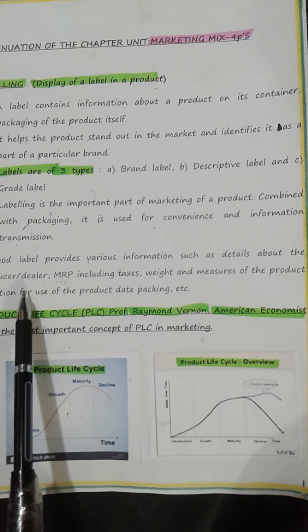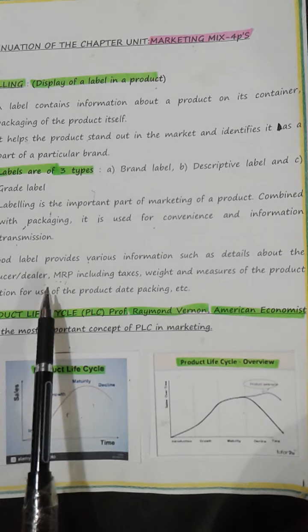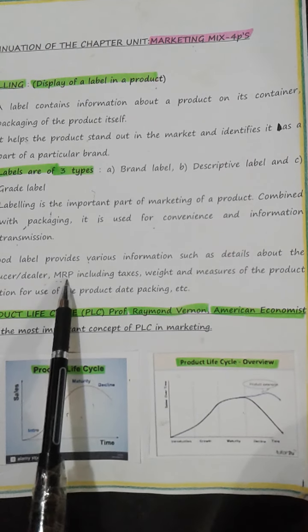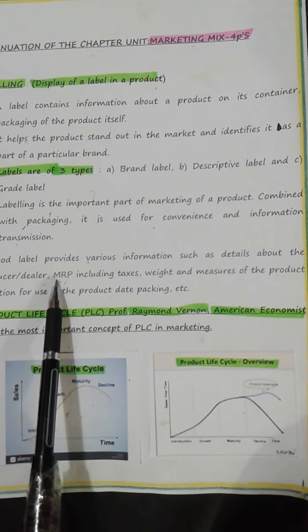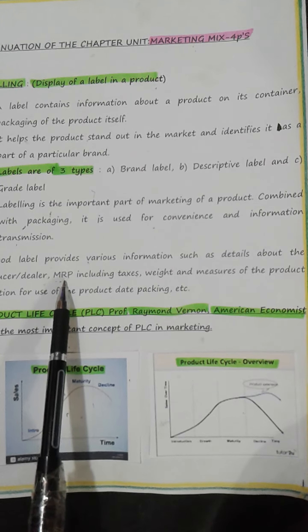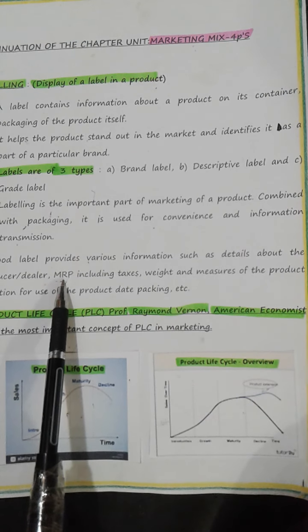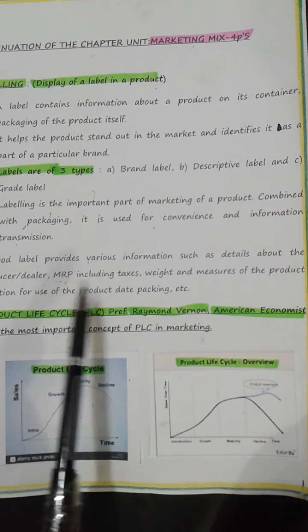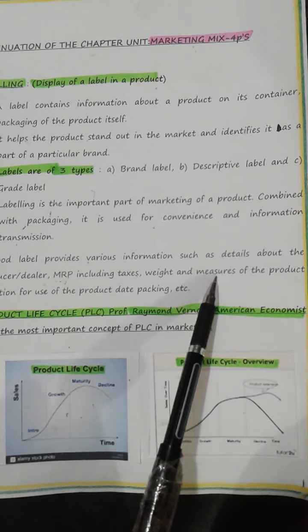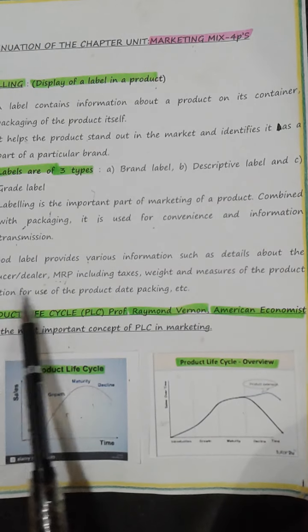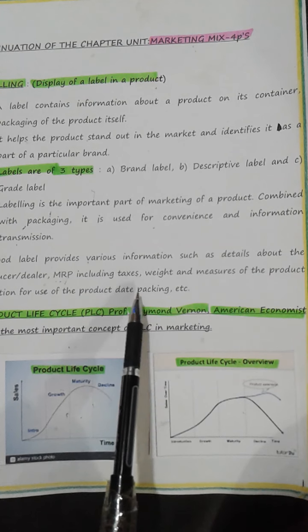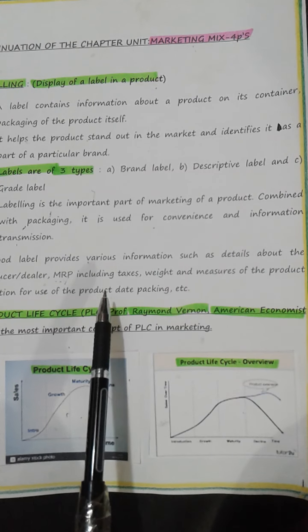The fourth point is, a good label provides various information such as details about the producer, dealer, MRP including taxes. What is MRP, children? I'll expand it for you. Maximum retail price, the highest price charged. Children, please note, shops cannot charge more than MRP. So we get information about weights and measures of the product, direction for use of the product, date of packing, etc. All these details help the buyer to buy satisfactorily.